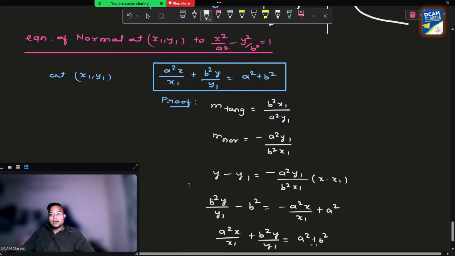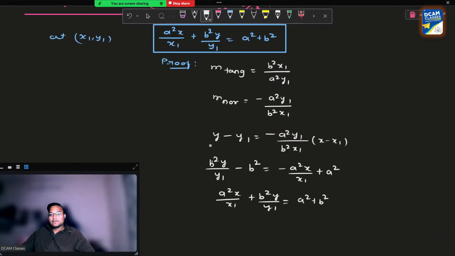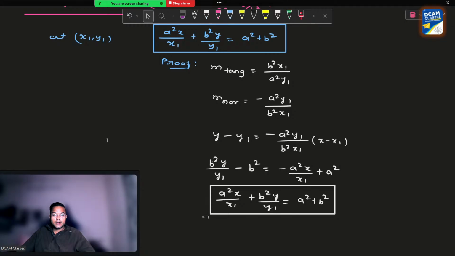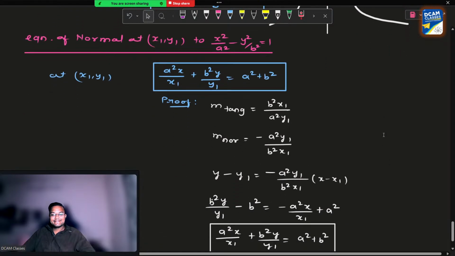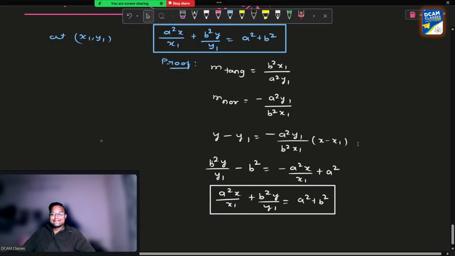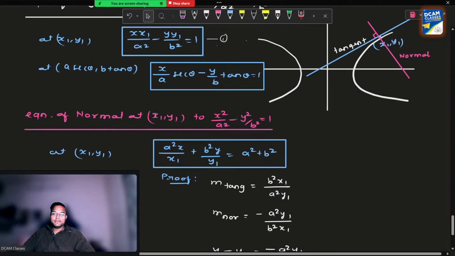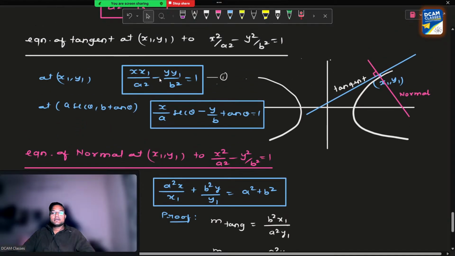I'm getting it. See, I have done this even though I was doing it very slowly. But what about you? Haripriya, did you do it? Diva? I came only to y minus y1 is equal to minus a square. Why are you guys so slow? Increase your speed.